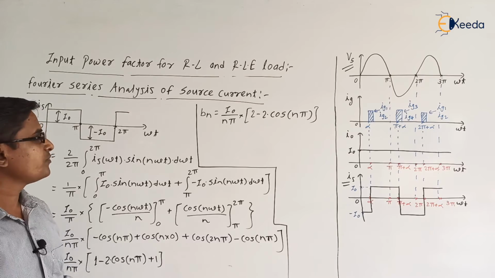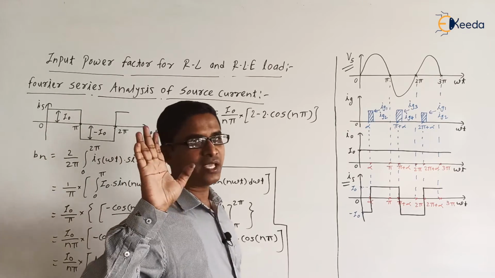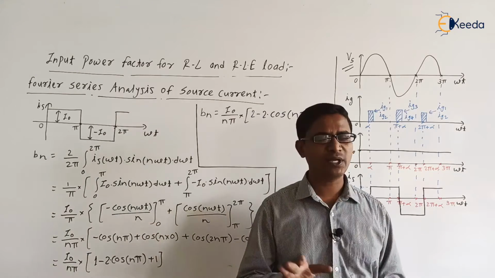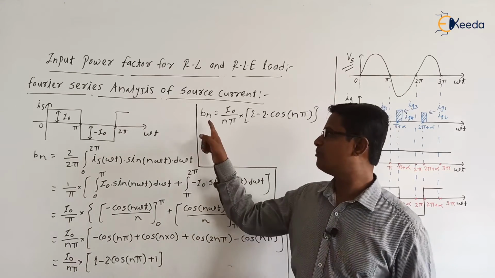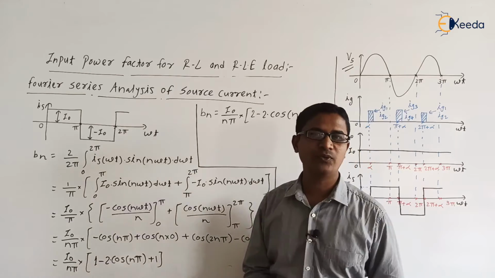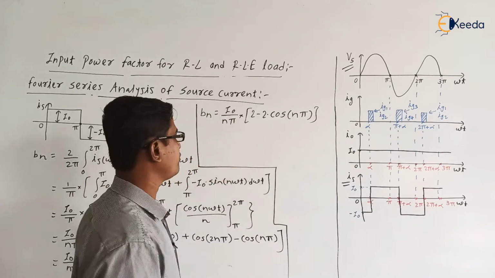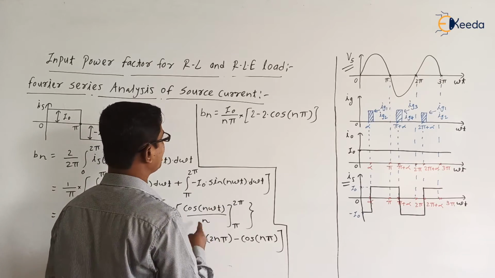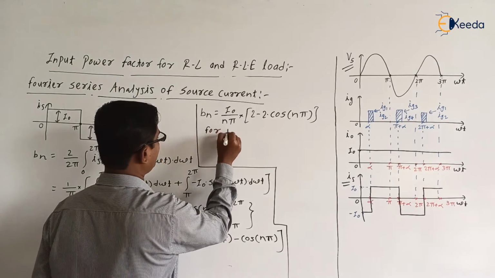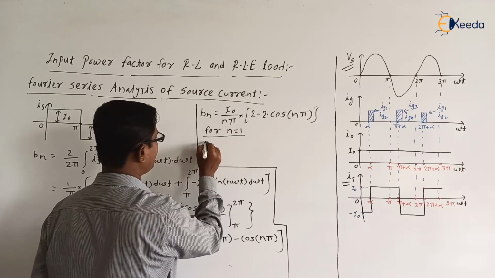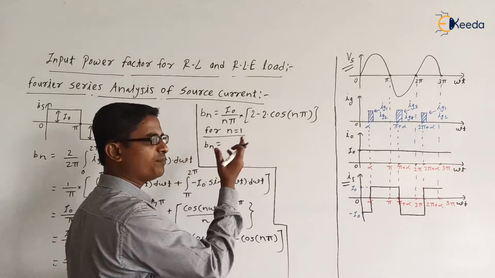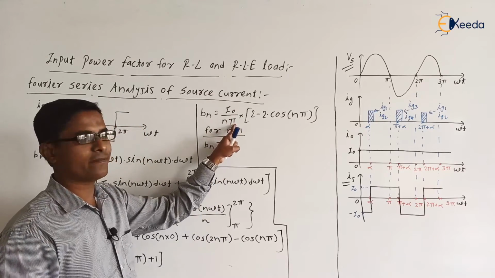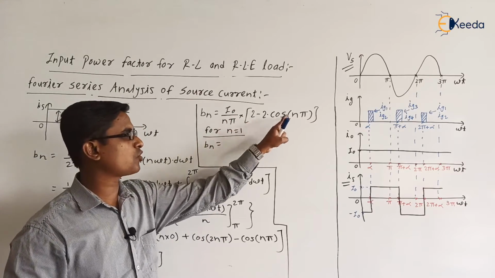Now if you check, a0 by 2 value is 0 for our signal, an value is also 0. For Bn we have this expression. Can we write for different values of n what will be the Bn value? For n equal to 1, let us find what is the Bn. You can say Bn or B1 also, no problem. For n equal to 1, it is I0 by pi into 2 minus 2 into cos of pi.